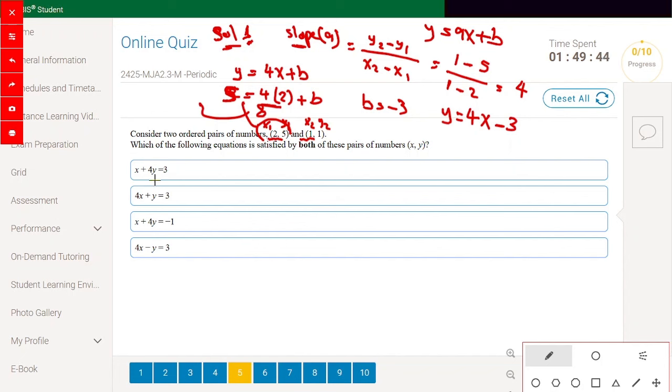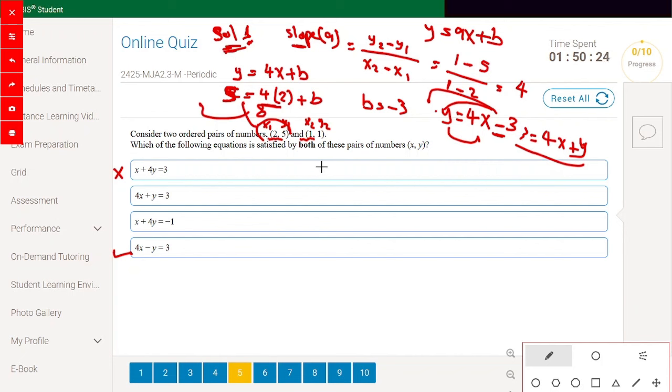So which one of them? Here, x plus 4y equal to 3, this is the wrong answer. 4x plus y equal to 3, no, wrong answer. x plus 4y equal minus 1, no. So this will be the answer: 4x minus y equal to 3. Because here, y will come to the other side, so 4x minus y, and this one is minus 3, we'll go to the other side, it will be equal to 3. So this is solution number 1.